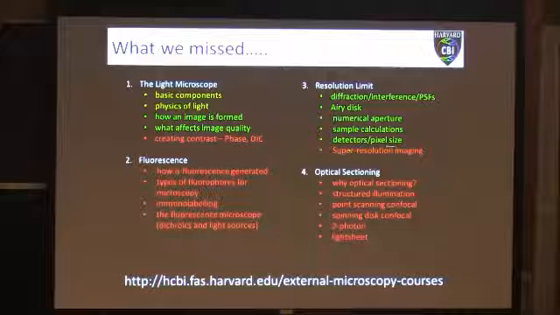Resolution limit, we covered this pretty well. We didn't talk about super resolution interference. We didn't talk about fluorescence at all. Wendy Salmon did help us out last year, and we will revisit this at some point. And optical sectioning, if you show up in 2 more weeks from now, Sven is going to take us all through optical sectioning.